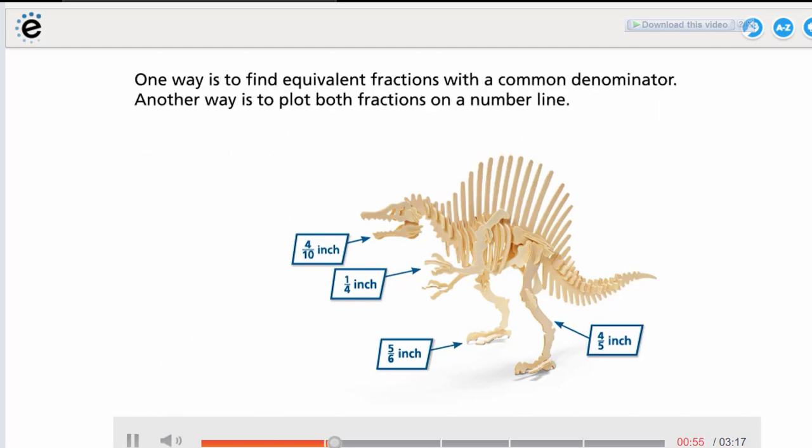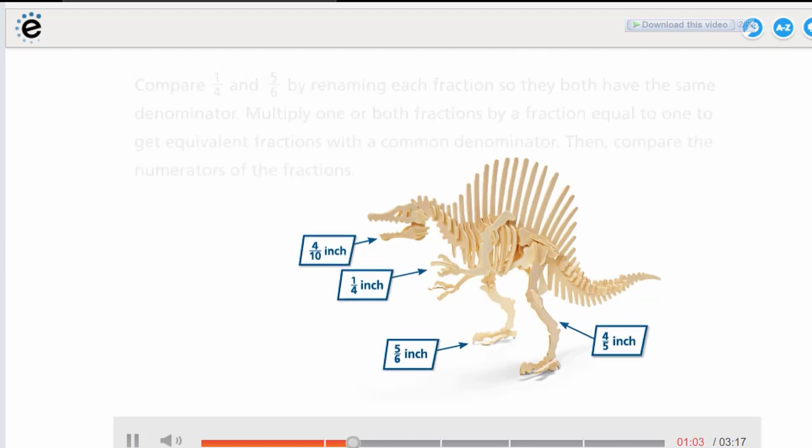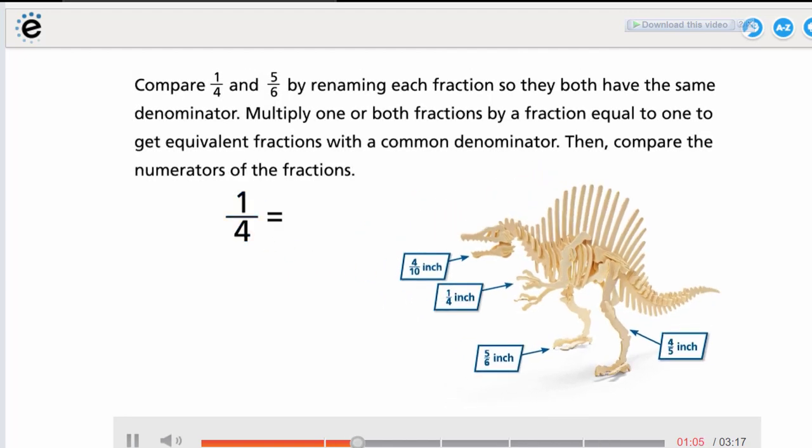One way is to find equivalent fractions with a common denominator. Another way is to plot both fractions on a number line. Compare 1/4 and 5/6 by renaming each fraction so they both have the same denominator. Multiply one or both fractions by a fraction equal to 1 to get equivalent fractions with a common denominator. Then compare the numerators of the fractions.